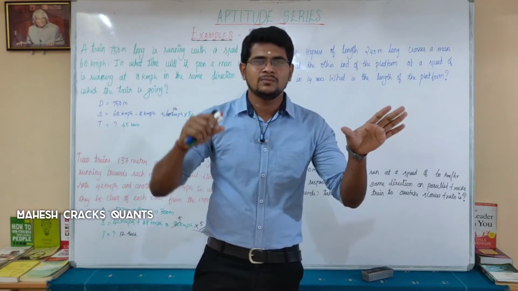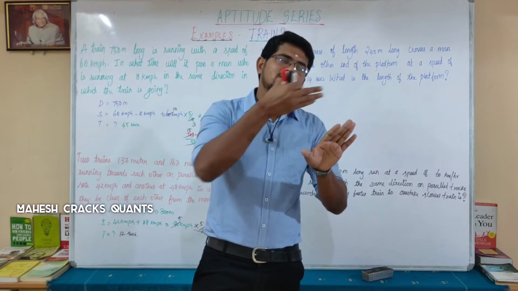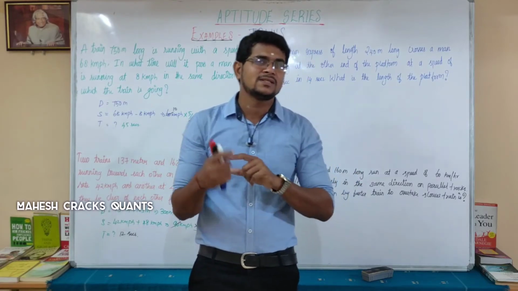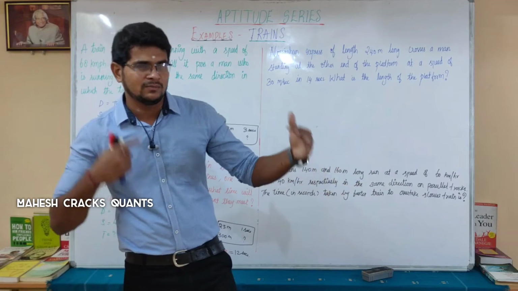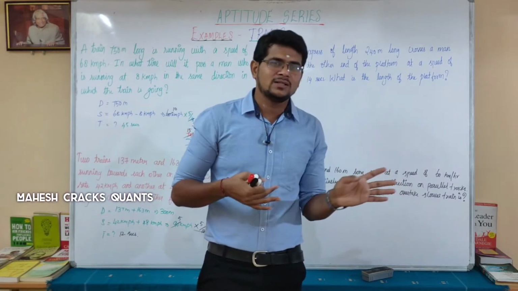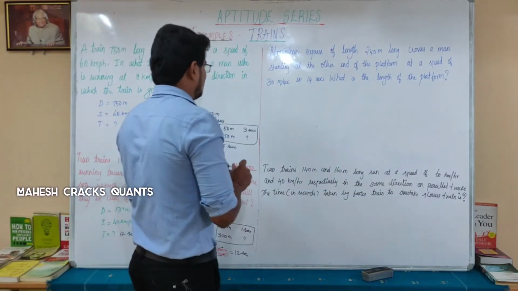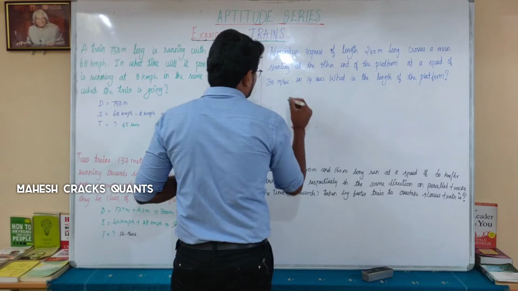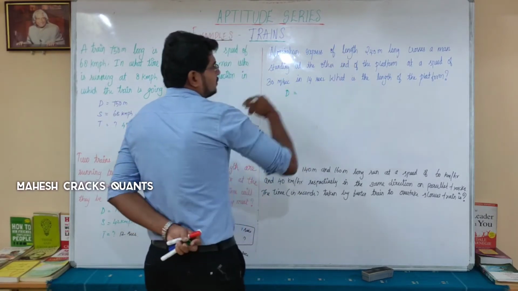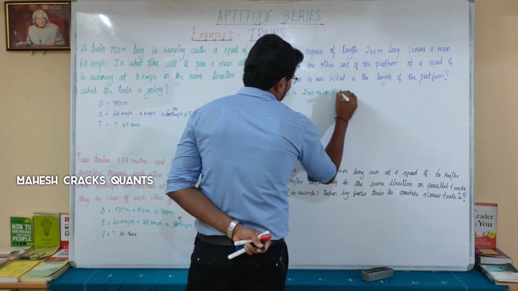So there is a platform and the train is crossing the platform as well as the person. The person is standing on the other side of the platform, which is nothing but the train is crossing its own length as well as the platform length. Okay, what distance should be covered? So write down the distance. Distance to be covered is 240 meters, the length of the train, plus the platform length.